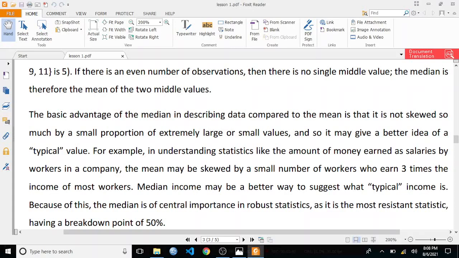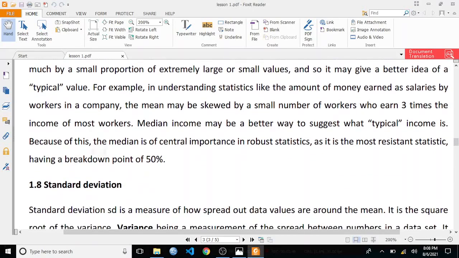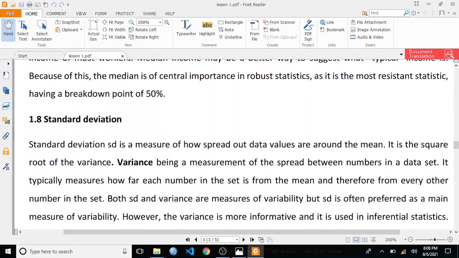For example, in understanding statistics like the amount of money earned as salaries by workers in a company, the mean may be skewed by a small number of workers who earn about 3 times the income of most workers. Median income may be a better way to suggest what typical income is. Because of this, the median is of central importance in robust statistics, and it is the most resistant statistic, having a breakdown point of 50%.